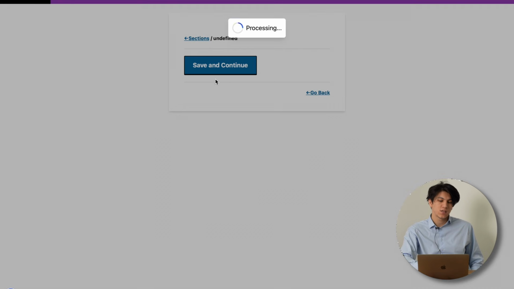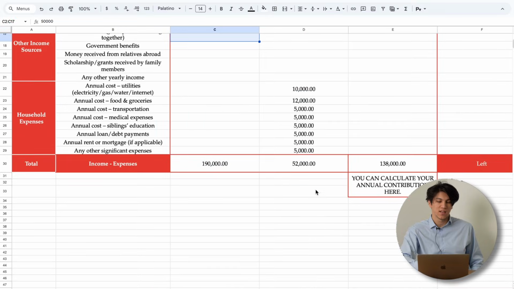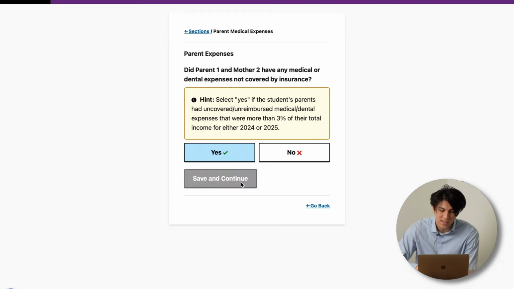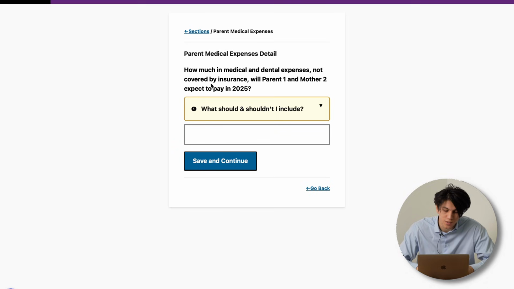Okay. So this one is asking now again expenses. Here we have the expenses, right? So expenses they're asking, so that's insurance stuff. Did parent, mother have any medical and dental expenses not covered by insurance? Yes, in Uzbekistan it is difficult to have insurance for health. How much? So you write the numbers. You have to ask your parents and you don't have to prove these numbers. This is just the numbers, you cannot prove them.